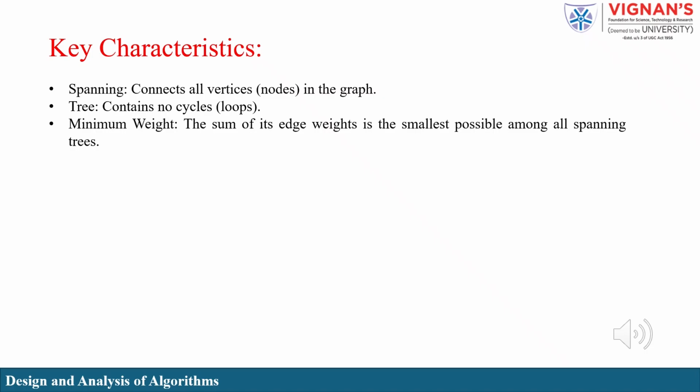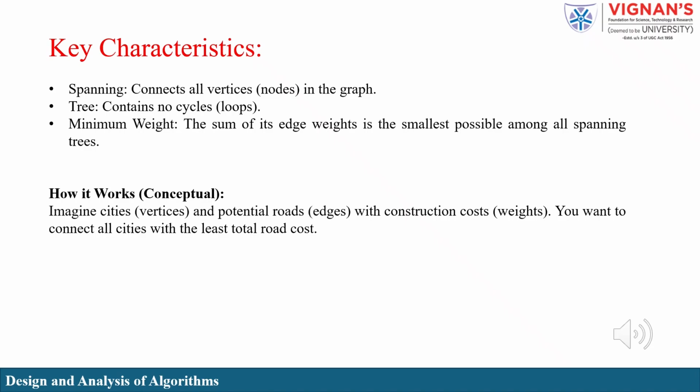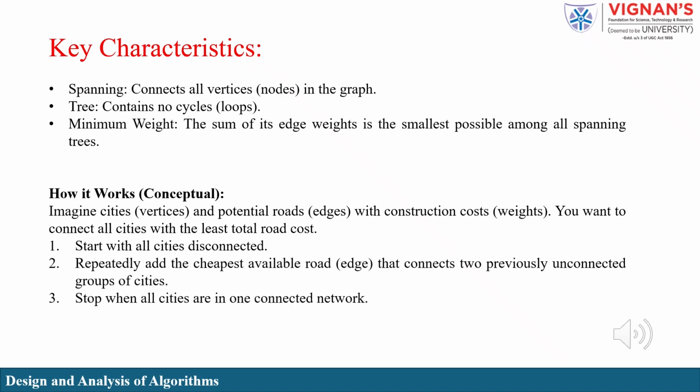Now let us understand how a minimum spanning tree works using a simple conceptual example. Imagine cities as vertices and roads as edges, where each road has a construction cost, which represents the edge weight. The goal is to connect all cities with the least total road cost. First, start with all cities disconnected. Next, repeatedly select the cheapest available road that connects to previously disconnected groups of cities. Finally, stop the process when all cities become part of one connected network. This process results in a minimum spanning tree, ensuring full connectivity with minimum total cost.